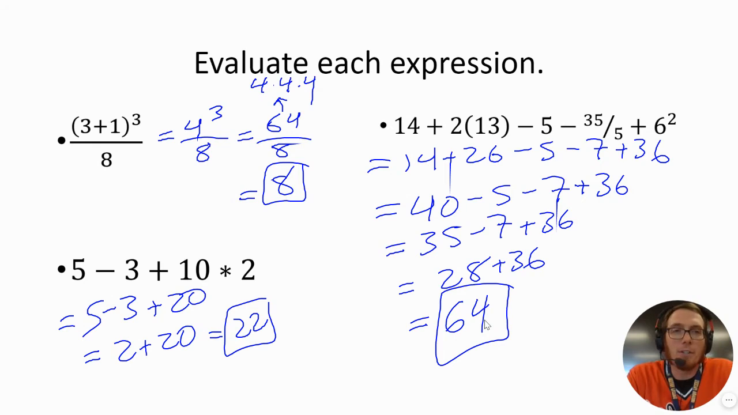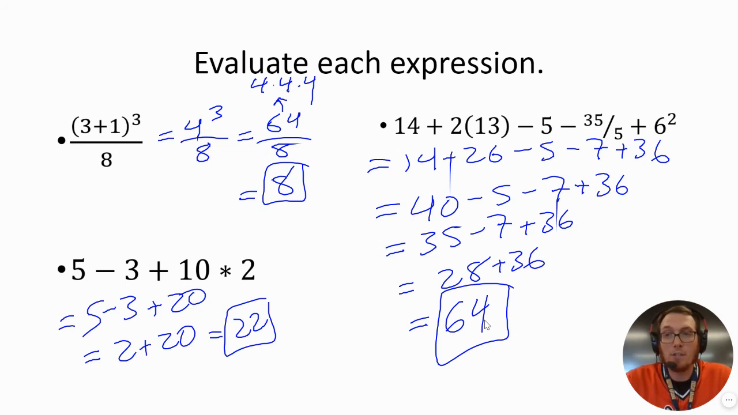The next questions look like a lot. There's just a lot of information there. So the top left version, it's in parentheses 3 plus 1, so you have to do that part first, then raise it to the third power. After you find that answer, then you can divide by 8. Remember, 4 to the third power is 4 times 4 times 4.